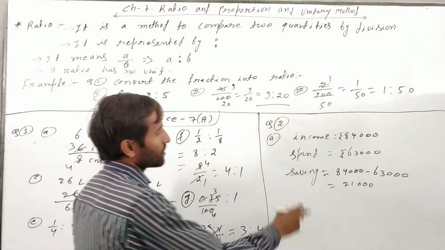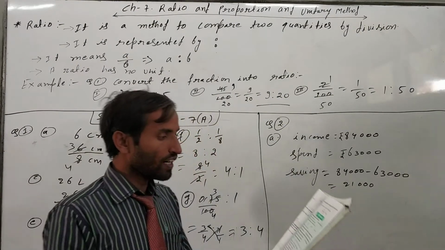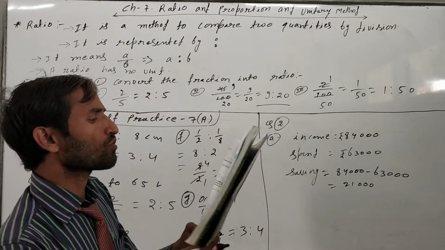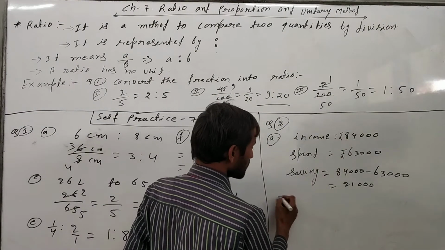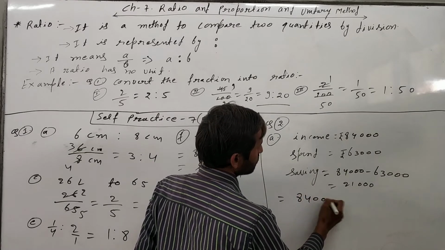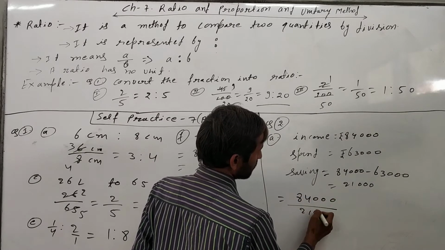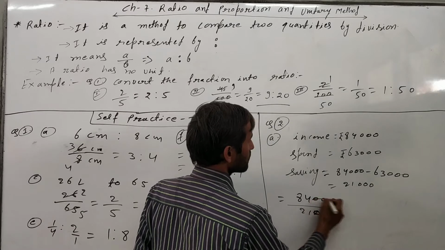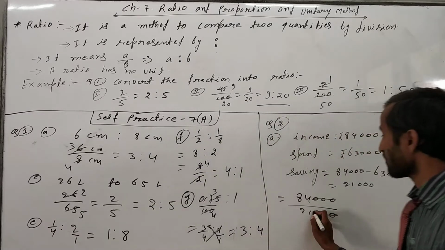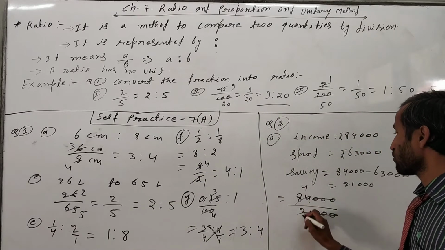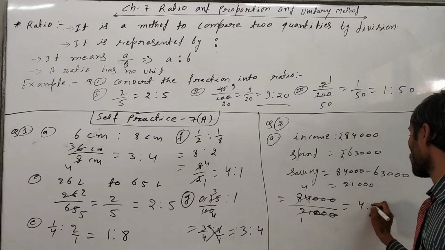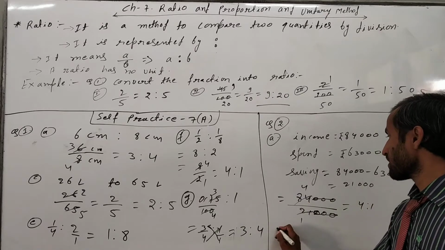So we will find the ratio between income to saving. So income will come first. So 84,000 upon 21,000. Then the zeros will cancel out, and you can cancel by 4 as well. So 4 upon 1. So it will come 4 is to 1. So the first answer is 4 is to 1.